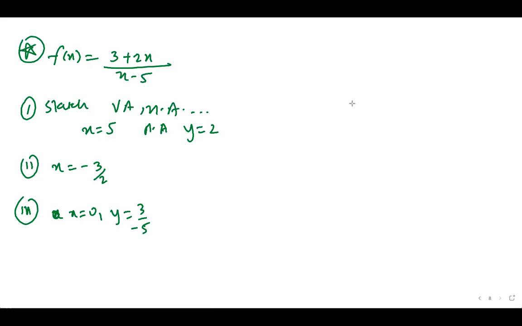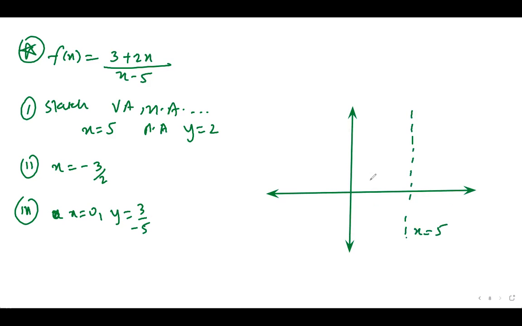So let's say this is my x and y axis. Now we got the vertical asymptote at x equals 5, and the horizontal asymptote is y equals 2, and then you got the roots as -3/2 here, and the y-intercept is -3/5.